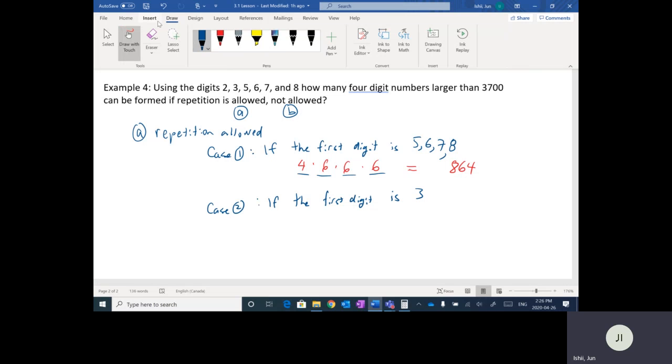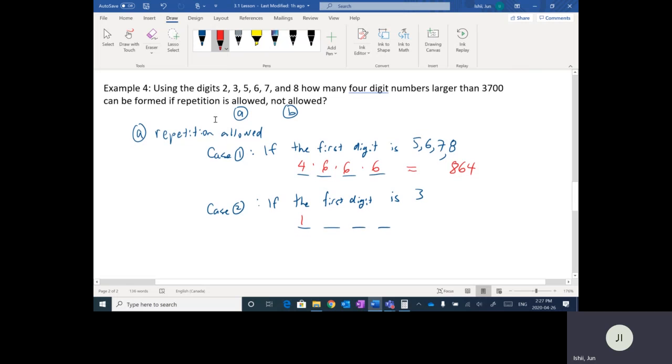Now, for the second one here, the first digit is a 3. So there's only one possibility. You're locking in the 3 there. Okay. Now, if it's a 3 here, then to be larger than 3,700, we only have 2 possibilities for the second place. This can be a 7 or an 8. So you have 2 possibilities. Okay, so underneath here, I'll just write 7 or 8.